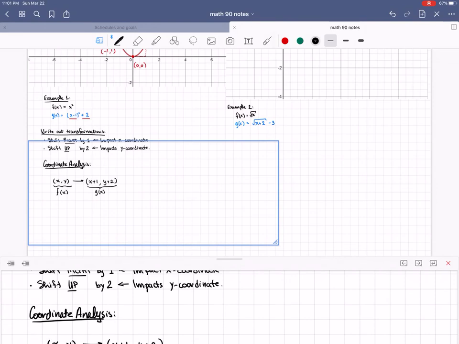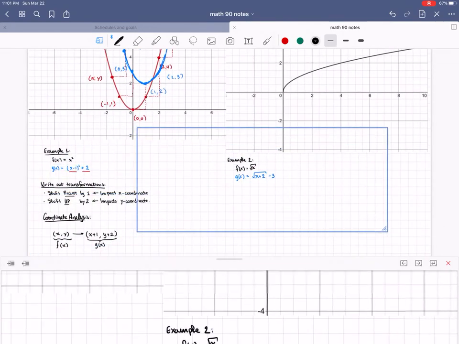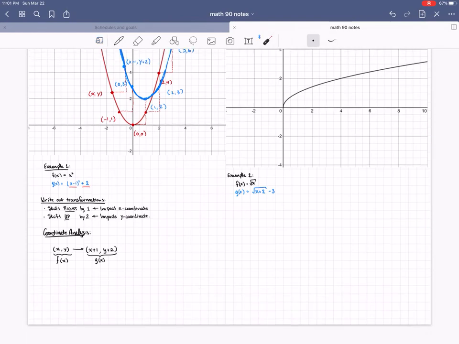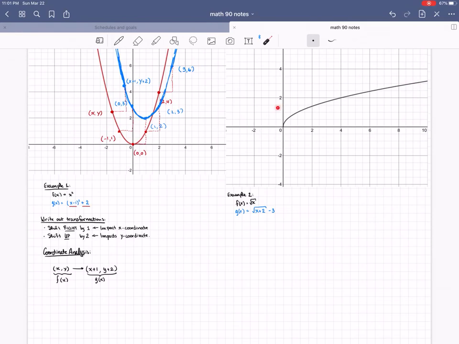Okay, let's move over here. I'm going to go over to our second example. Example number 2, we're looking at the square root of x as our base function, the function that we're starting with, and there it is. This is a shape we worked with in the last lesson, so I'm hoping it's become a little bit more comfortable now. And then the transformed function is the square root of x plus 2, minus 3.